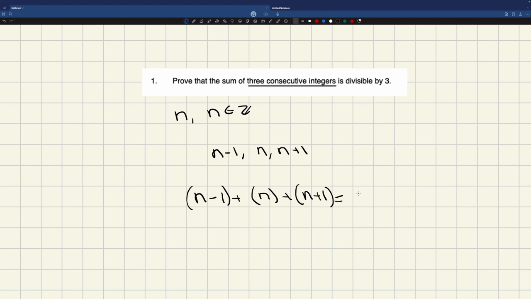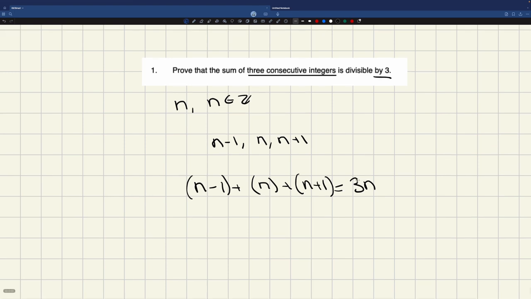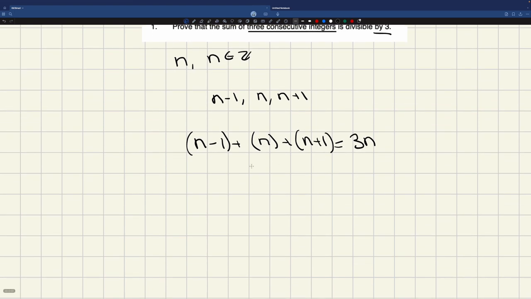So what do we get? We get 3 n's, so 3n, plus 1 minus 1 is just 0. So we get 3n. Now 3n is divisible by 3. And this is where you would stop in your proof. You would just show that. And I prefer to write QED at the end, which is Latin for quod erat demonstrandum, which means which is what was asked to be shown, essentially.